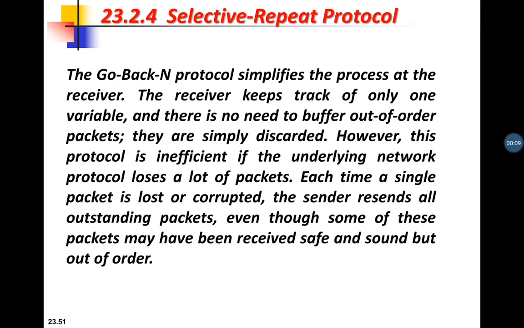In the last class we discussed the go back N protocol. The go back N protocol simplifies the process at the receiver. The receiver keeps track of only one variable because the receive window is only one. So there is no need to buffer the out of order packets. We need not save them; they are simply discarded. Because of this, the protocol is inefficient, since it loses a lot of packets. Each time a single packet is lost or corrupted, the sender resends all the outstanding packets, even though some of these may have been received safe and sound but out of order.